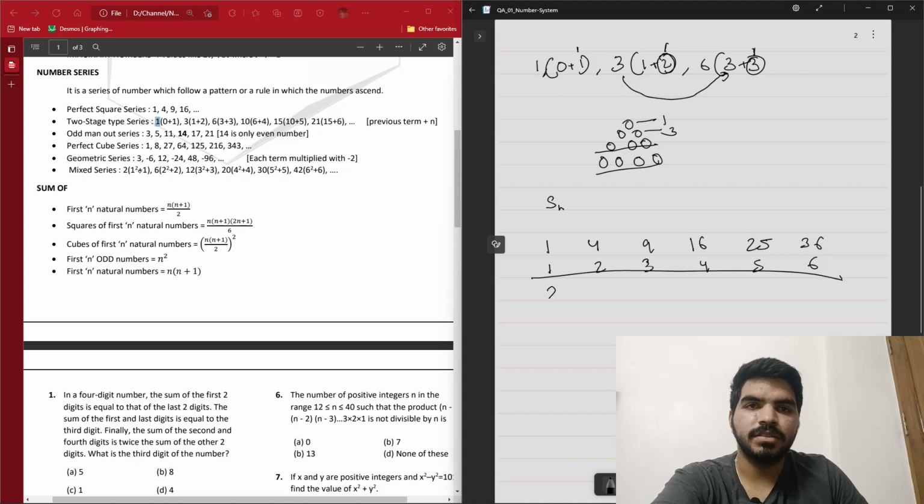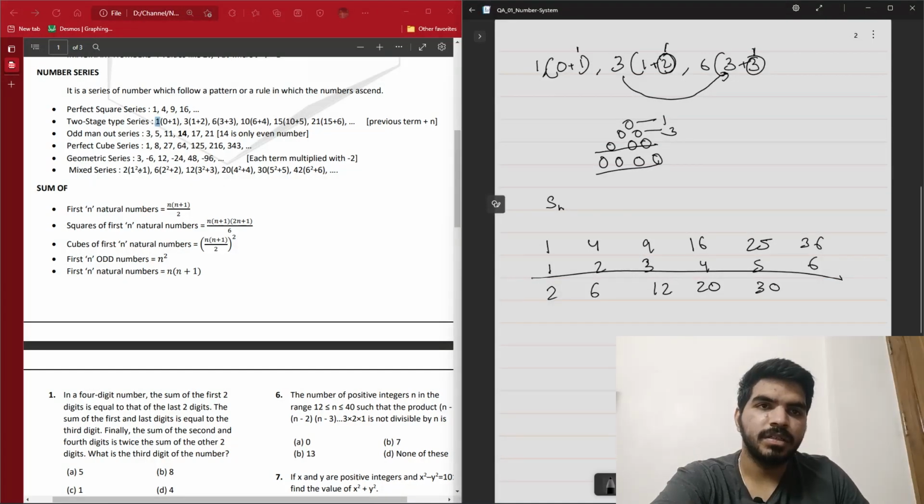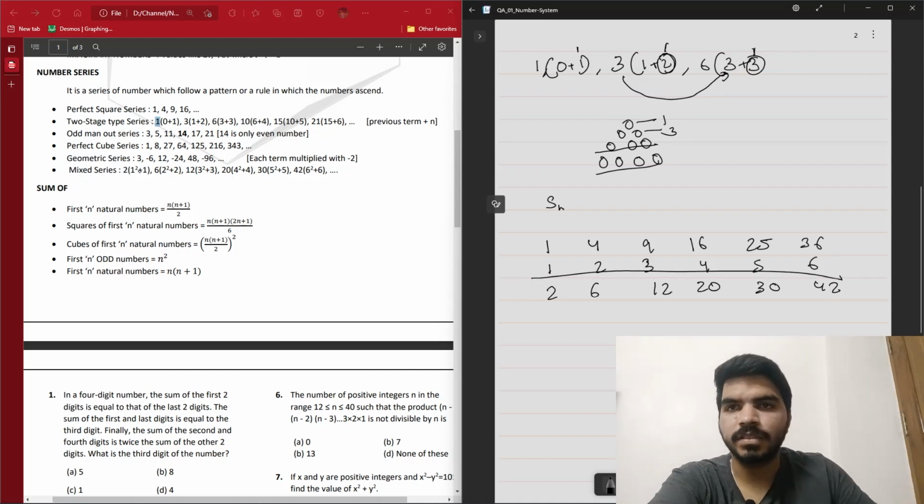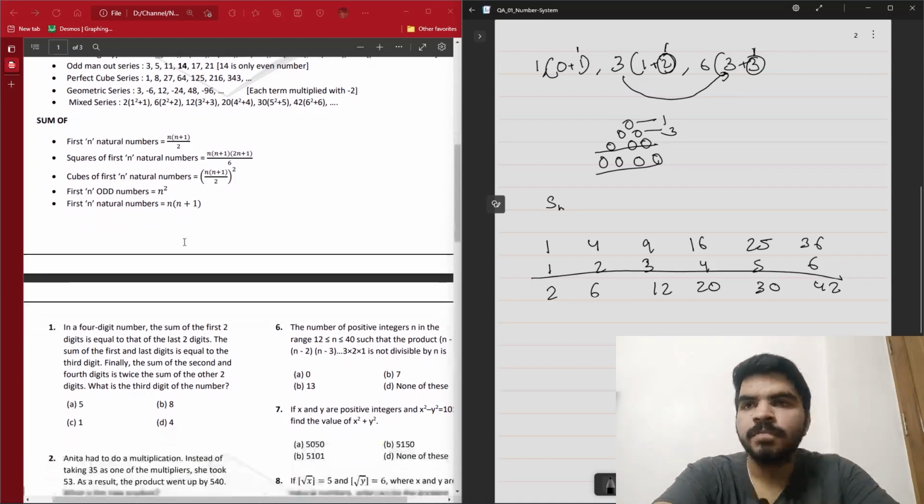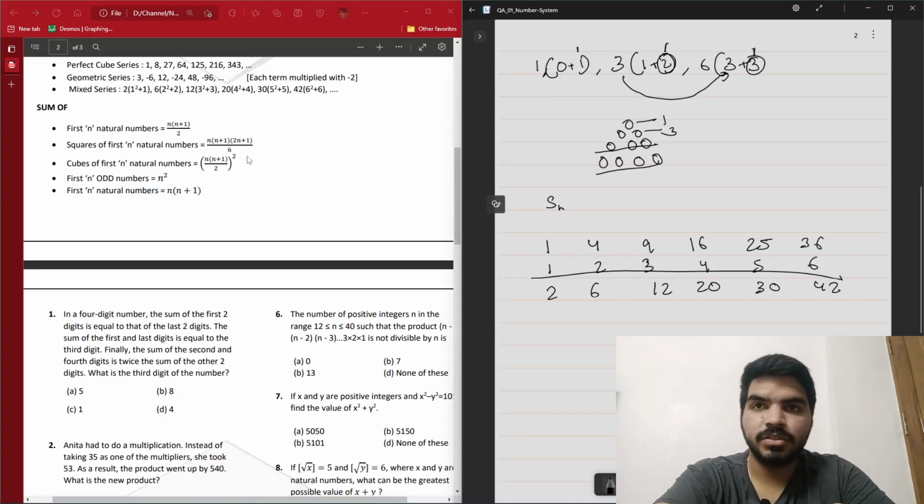This is that series: 2, 6, 12, 20, 30, 42. This is the given series. These things you should remember, or it doesn't matter. If you are a PCM student, not even a PCM student, if you had maths in class 12th or 11th, both actually, then you will remember them by default. It doesn't need to be revised either.